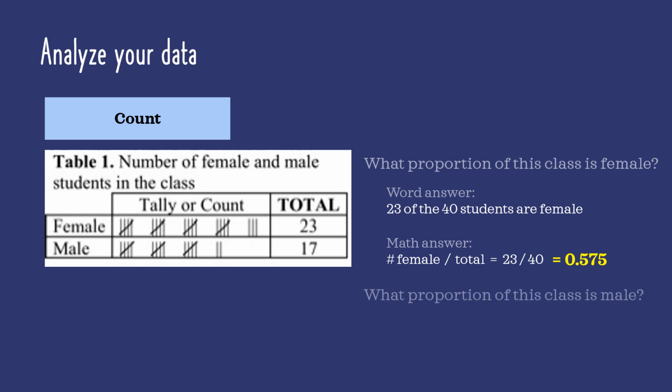Next, test your understanding by calculating the proportion of students in this class who are male. 17 out of 40 total students are male. So 17 divided by 40 is 0.425. The proportion of students in this class who are male is 0.425. Notice that if we add up the proportions of students who fall into each of the categories, it adds up to the number 1.0. That's like 100%.